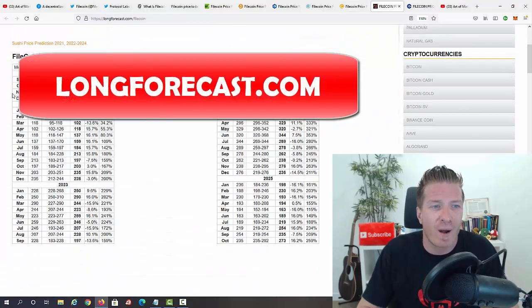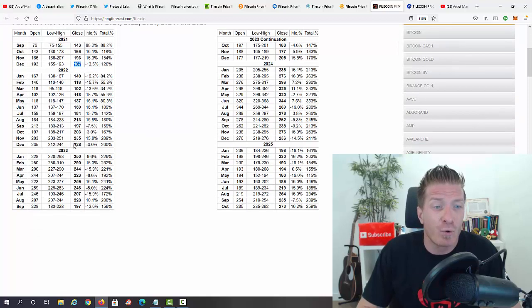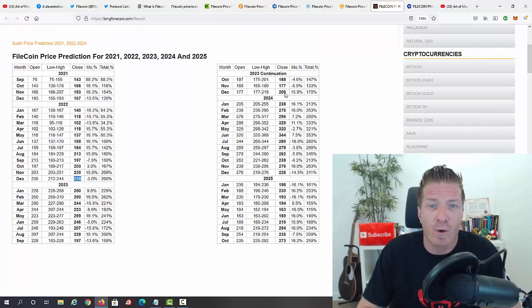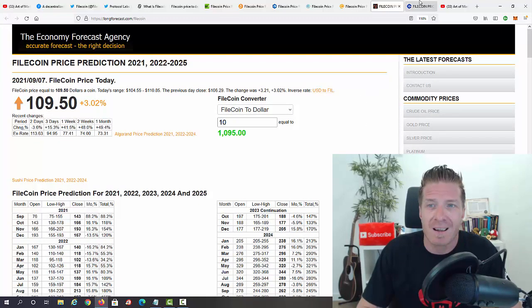Next up, I have longforecast.com. They have a nice little breakdown per month every single year. So first of all, let's go with December 2021, $167. December 2022, $228. December 2023, we have $205. December 2024, $236. October, that's the last month they have in 2025, $273.